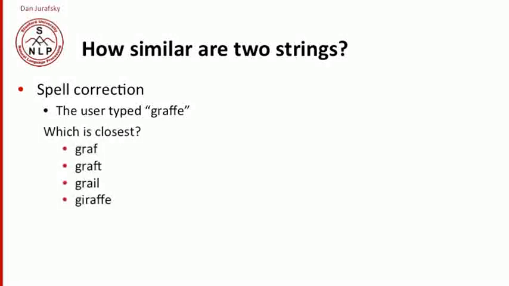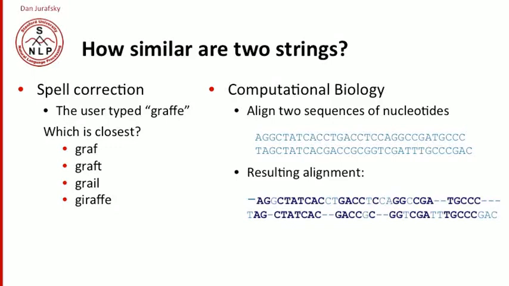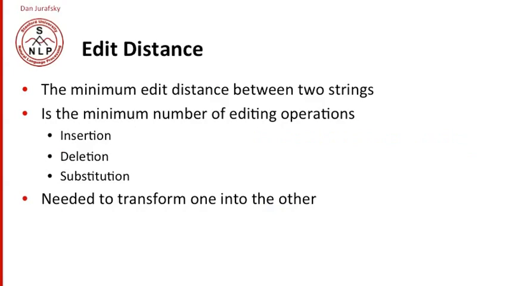And one way of operationalizing this question is asking which of the following words is closer to the letters that they typed: graph, graft, grail, or giraffe. The problem of string similarity comes up also in computational biology, where we have sequences of nucleotides, A, C, G, T, we're trying to align, and a good alignment should be able to tell us that two particular sequences, perhaps from two samples, line up in a certain way with some amount of error. And this idea of string or sequence similarity comes up for machine translation, for information extraction, for speech recognition, comes up everywhere. So let's define edit distance.